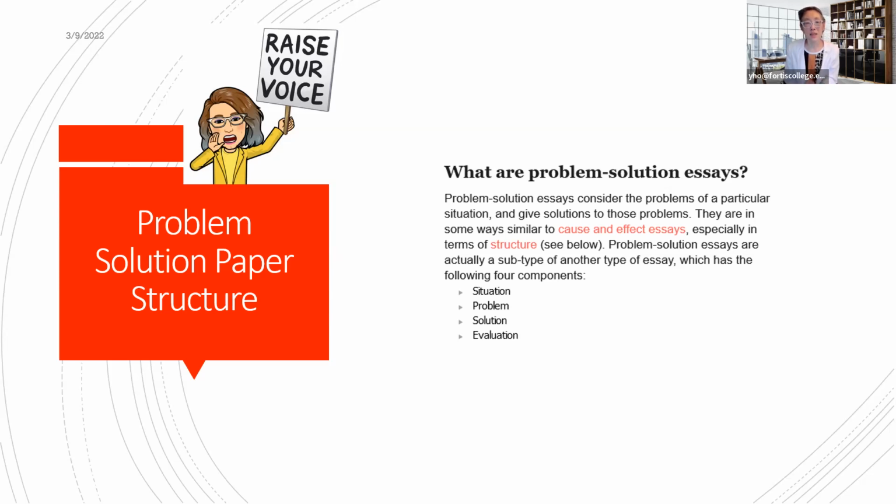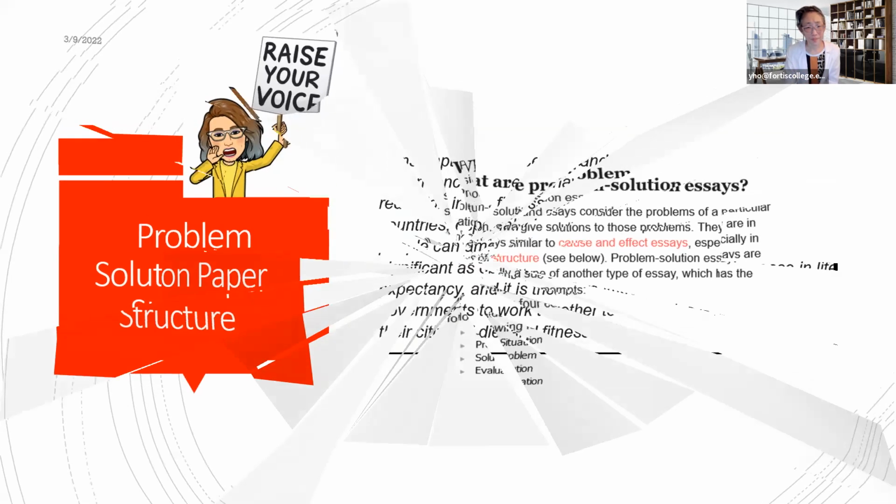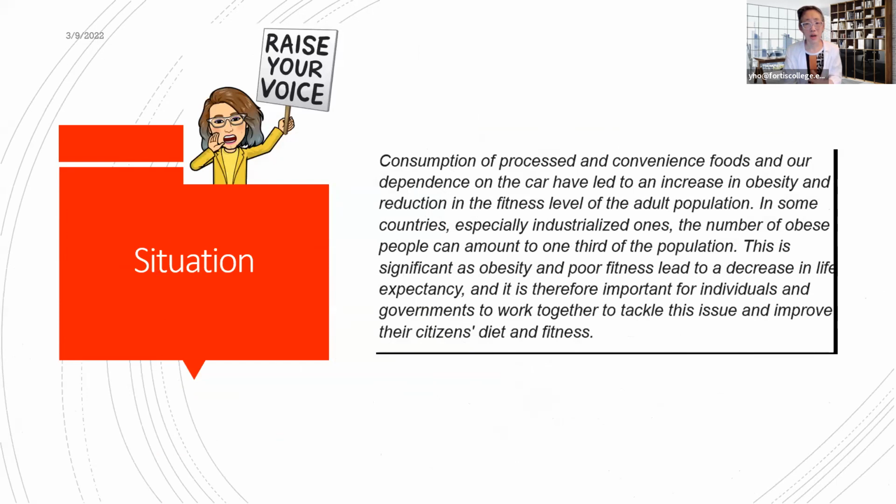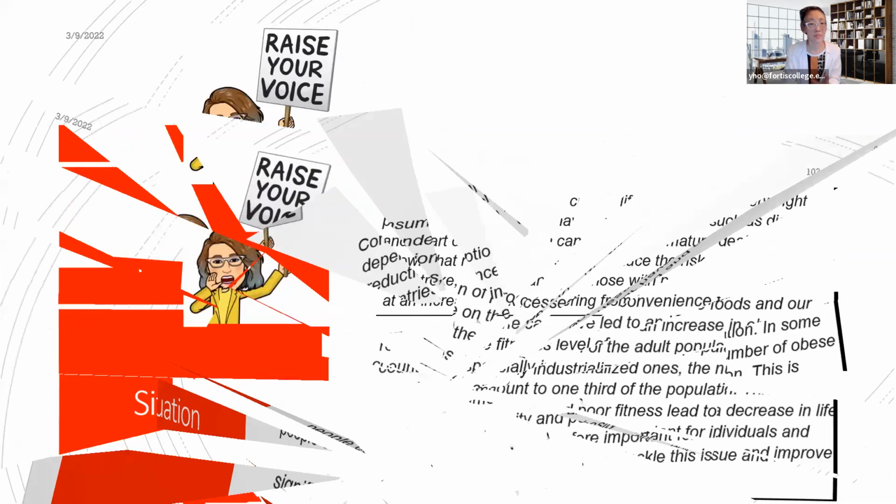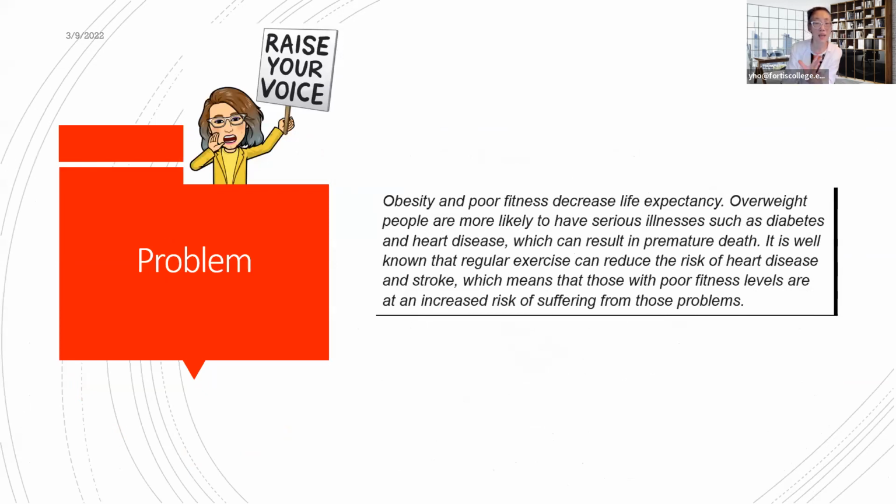This is the simplest, broken down in its four parts, of a problem solution paper, a business proposal, a research proposal, or a medical proposal. Here's an example. So here we're talking about people who are fat. So here you're going to have the situation. Consumption of processed foods leads to obesity, and people aren't exercising anymore. And so here, obesity and poor fitness leads to decrease in life expectancy. So that's the problem. Obesity and poor fitness decrease life expectancy.